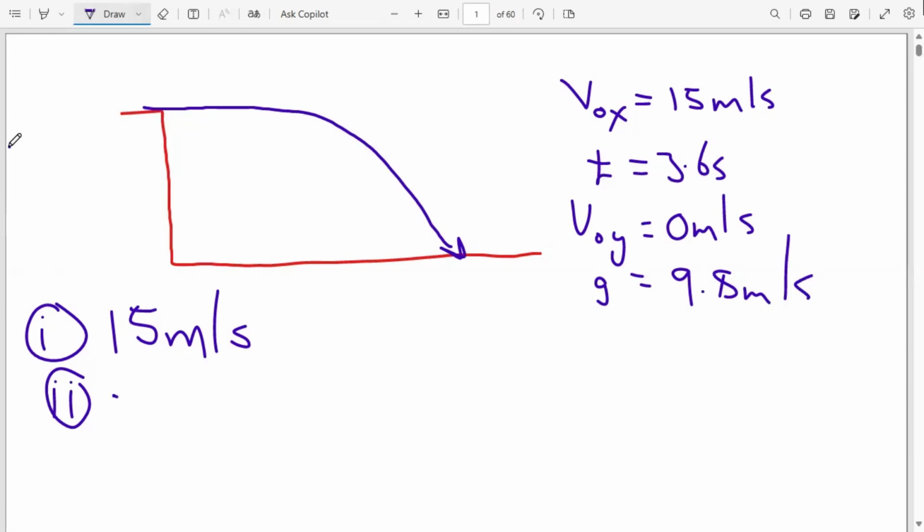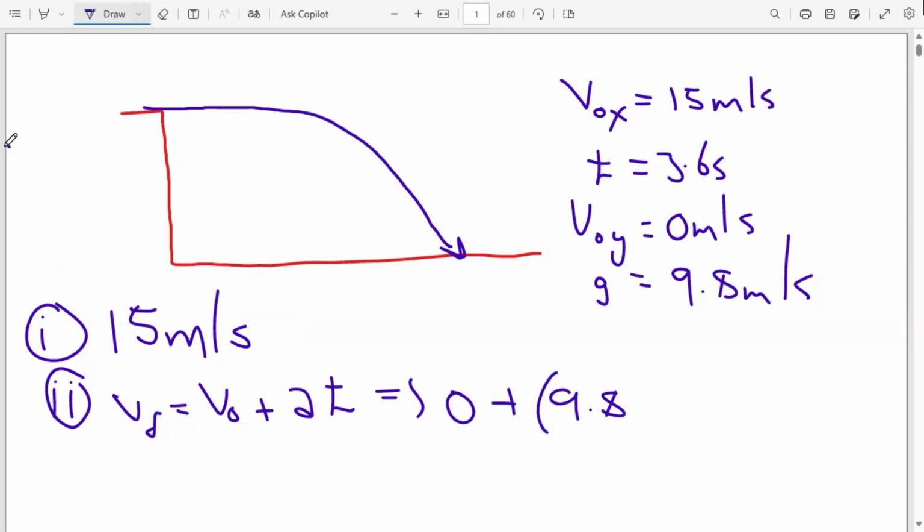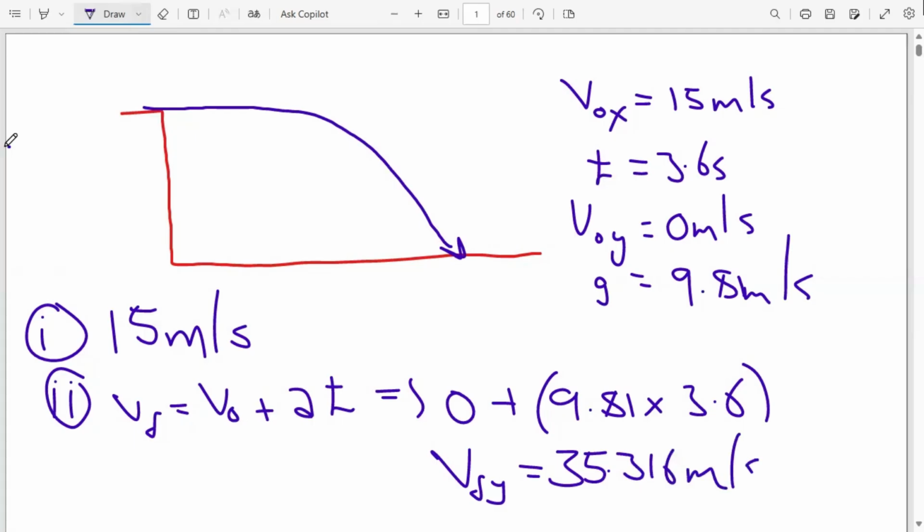We're going to say v final will be equal to v initial plus at. This is the formula we're going to use. We're looking for v final. What is our v initial? Our v initial is 0, plus acceleration 9.8, or we can use 9.81, multiplied by the time of flight, which is 3.6 seconds. And thus, ladies and gentlemen, our v final in the y will be equal to 35.316 meters per second. That is our final velocity in the y-axis.